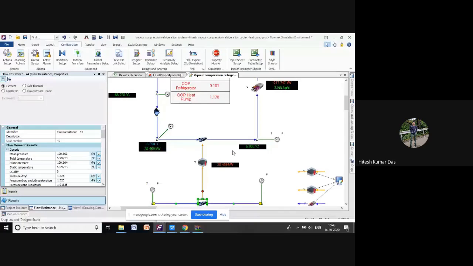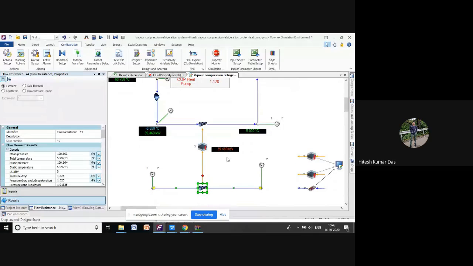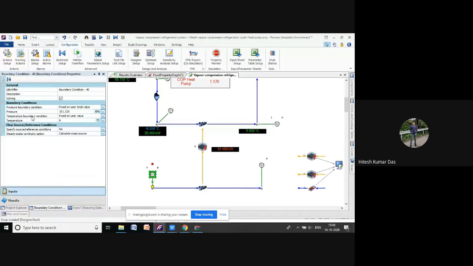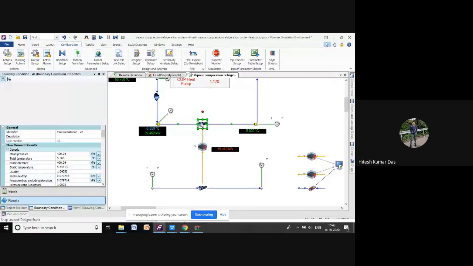In this experiment, we have also calculated the COP, coefficient of performance, for this refrigerator. This is the evaporator side. For the evaporator side, for this gas flow inlet condition, we have assigned pressure as 101.325 kilopascal and temperature as 6 degrees Celsius. Next, the gas outlet pressure is 100, so it is flowing from 101 to 100, and this is the same for the pressure drop calculation.